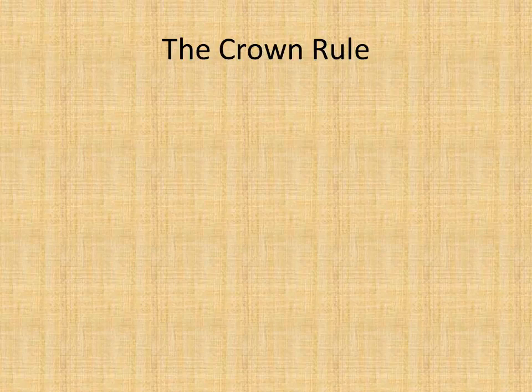Now let us come to the second phase, that is the Crown rule. After the end of East India Company rule in India, the Crown took over the administration of India from the East India Company. During the Crown rule, 6 major acts were passed.